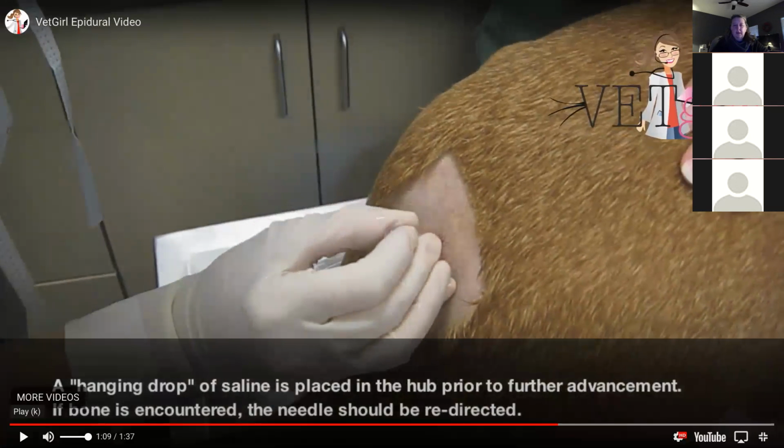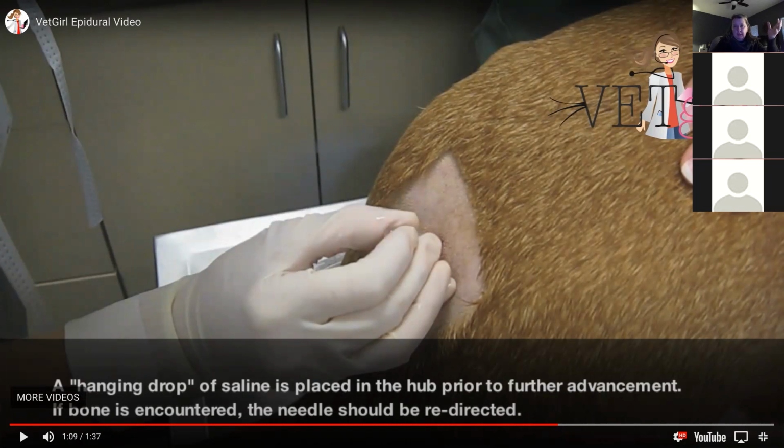Now what they've done is they had the stylet in while they went through the skin and the muscle, and then they pulled out that stylet. There's a couple different techniques to know you're in the right place. She's doing what's called a hanging drop technique. She puts saline in that hub. As she advances the needle, when she gets into the epidural space, that saline will be sucked in. The epidural space acts like a vacuum and pulls it in. And that's how she knows.